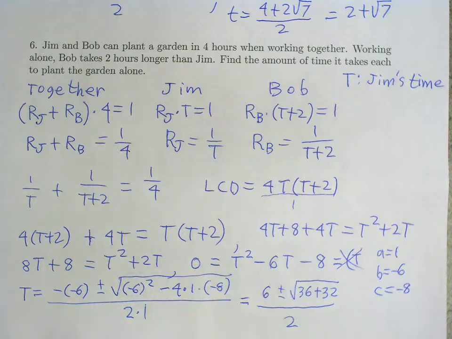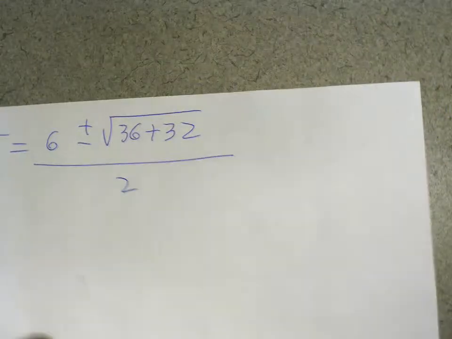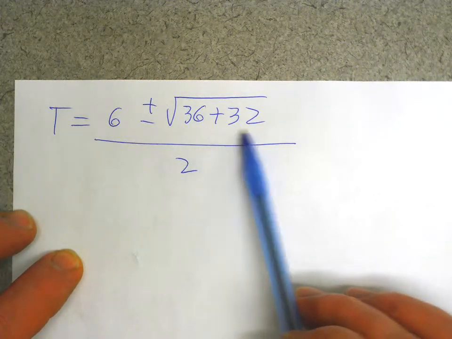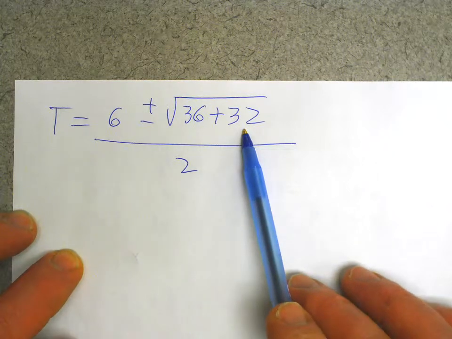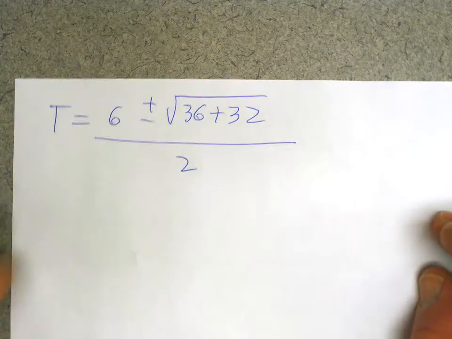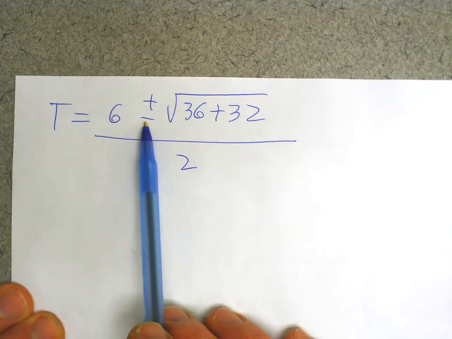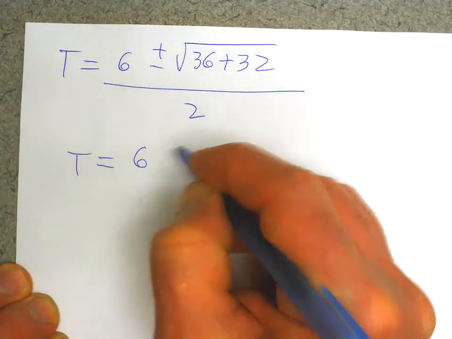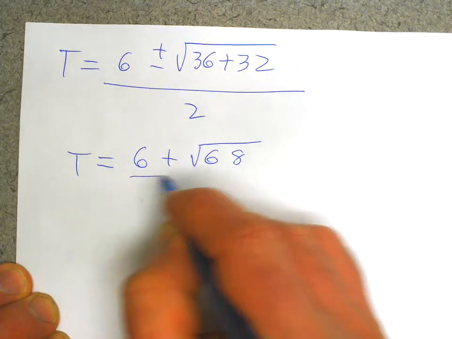Okay, I need more space, so I'm going to write down what I have here on another piece of paper. Okay, so on another piece of paper, this is where we are. Notice that 36 plus 32 is 68, and the square root of 68 is a number that's larger than 6. And since we want t to be a positive number, we can ignore the solution that we get by subtracting. So in the next step, I'll just write t equals 6 plus the square root of 68, all divided by 2.